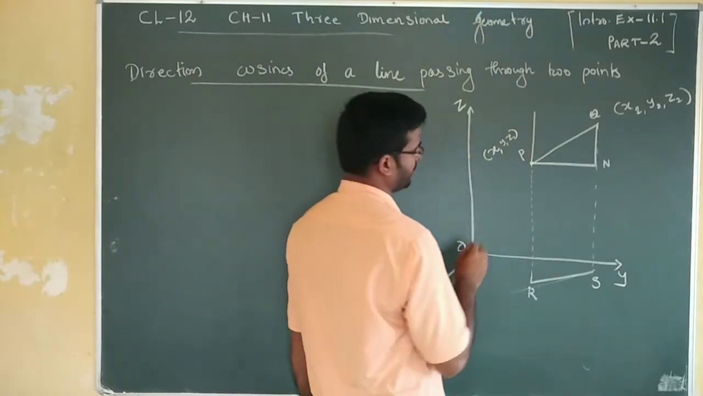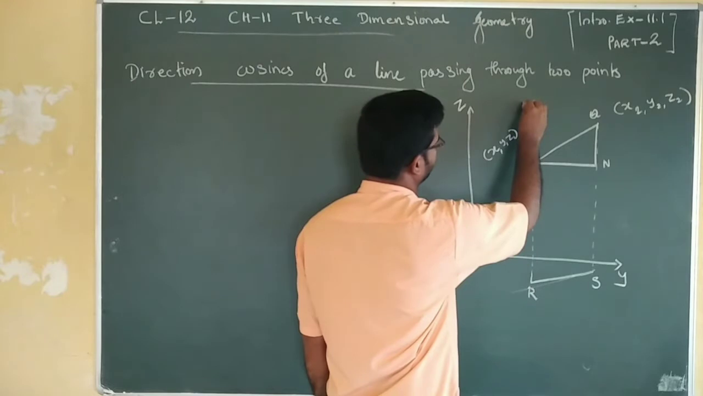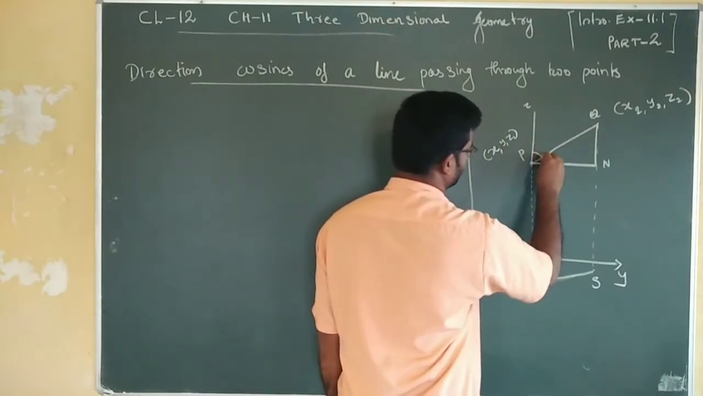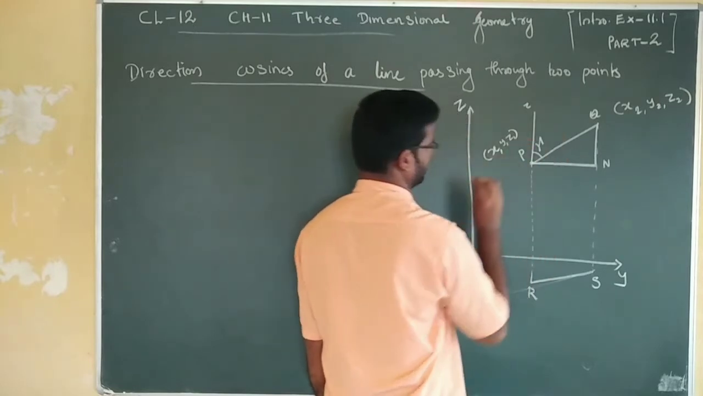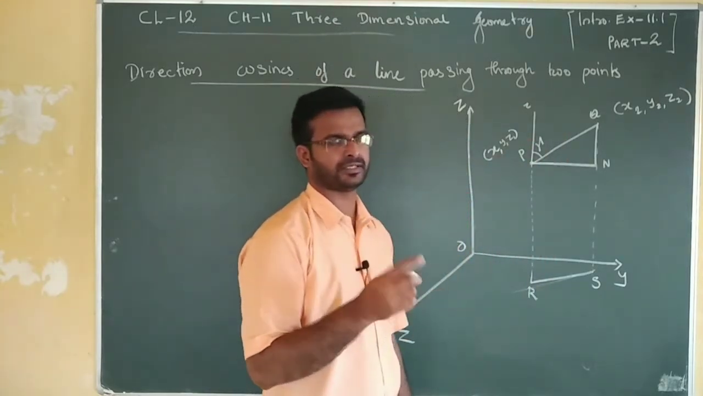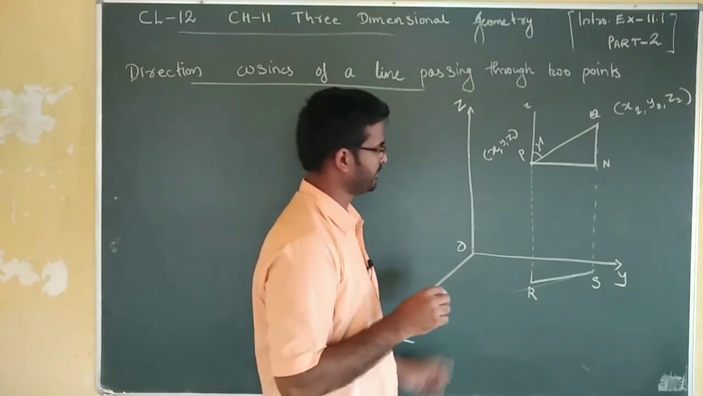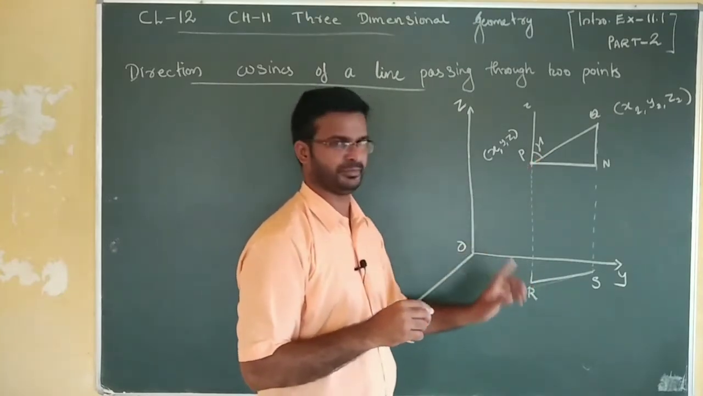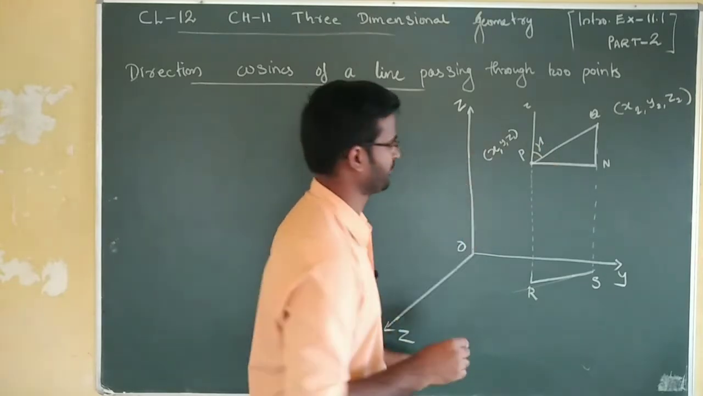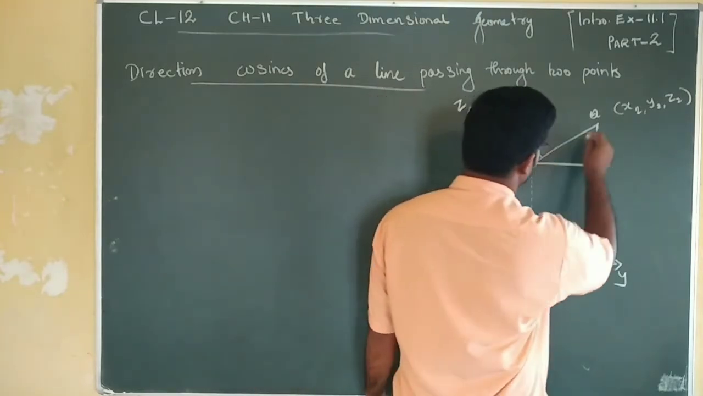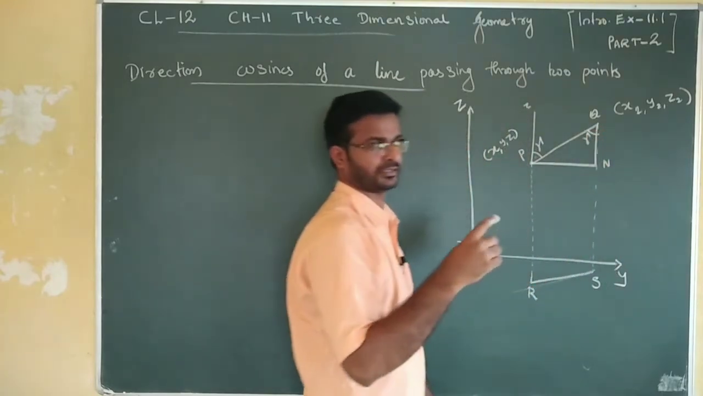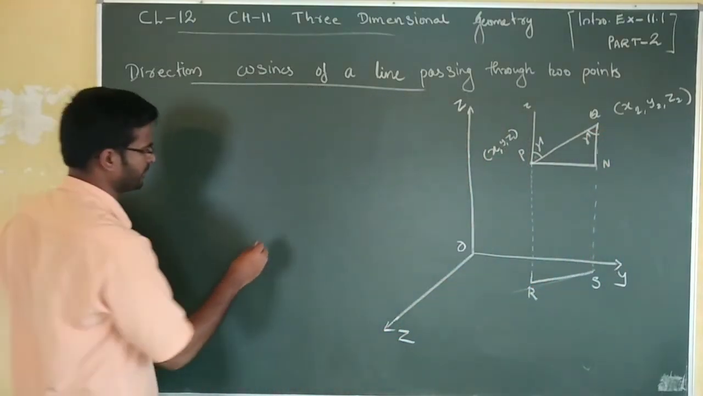Okay. What is the angle between z-axis and our line? Normally we used to take, that is gamma. Isn't it? Angle between x and line is alpha. Angle between y-axis and line is beta. Angle between z-axis and line is gamma. Then in here gamma means this angle, how much is gamma? That also gamma. Alternative interior angles are equal.